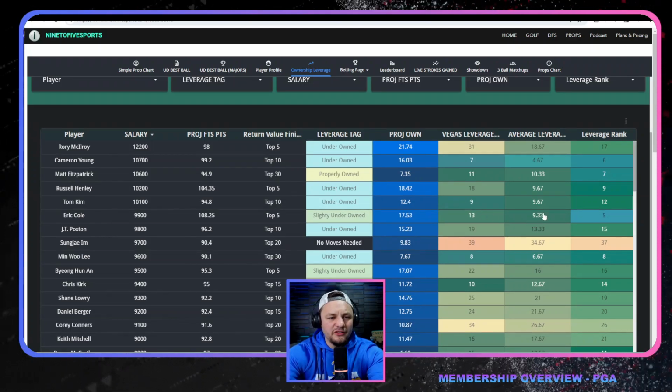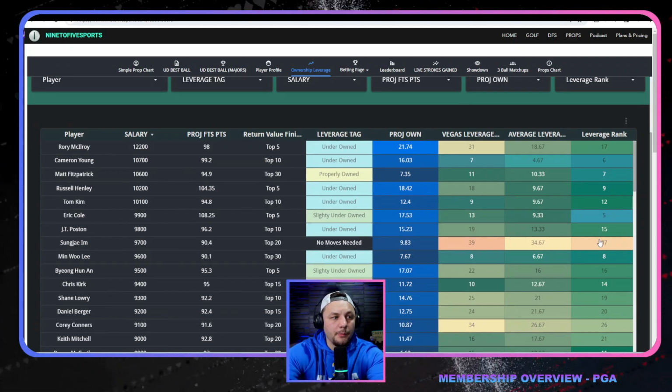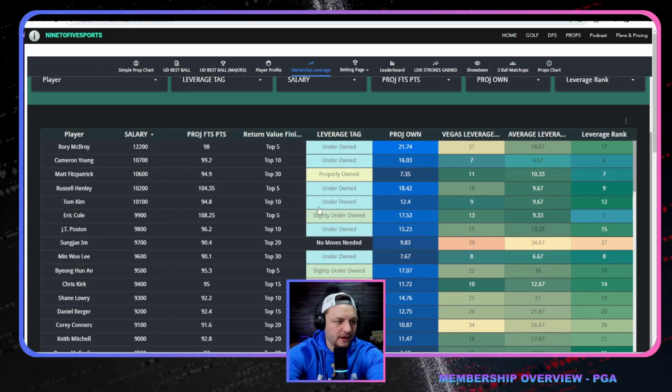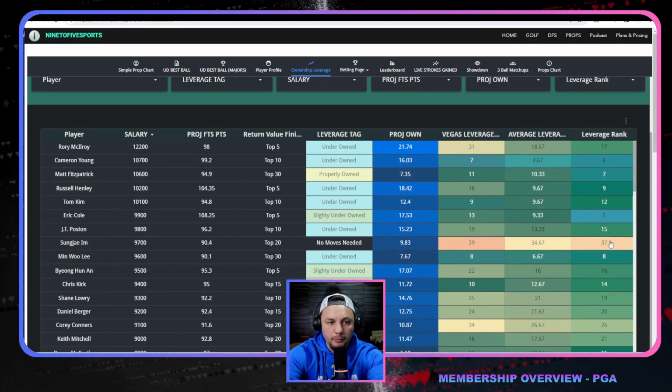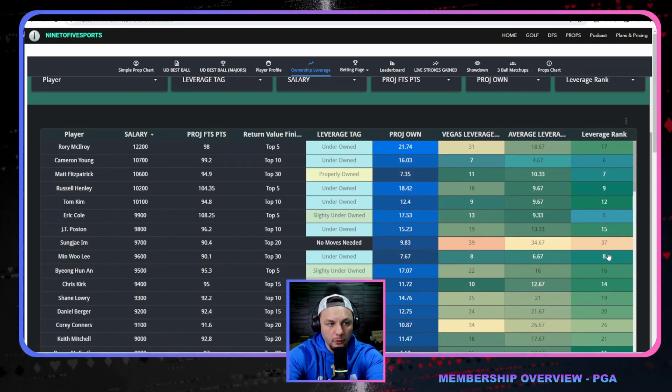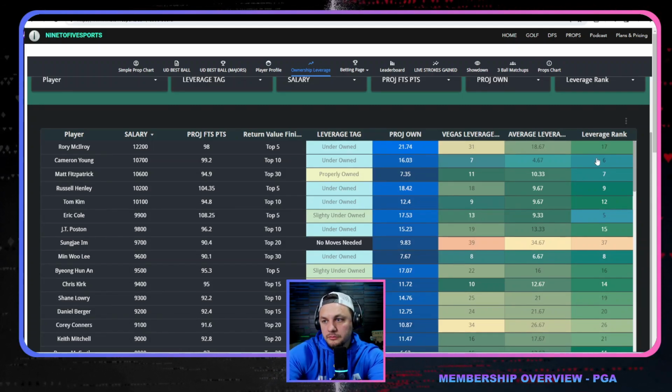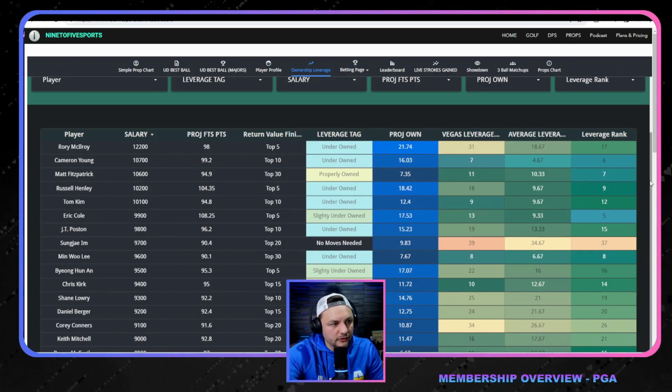Okay. So from there, you can just look at how the top golfers are doing and compare it against who you want to be on. Like for instance, Sungjae compared to Min Woo Lee. We can see Sungjae is a terrible bet or terrible play compared to Min Woo Lee, especially in terms of ownership. Rory compared to Cameron Young. Cameron Young's the better play when you're looking at ownership. So that's a good way to go about doing it.